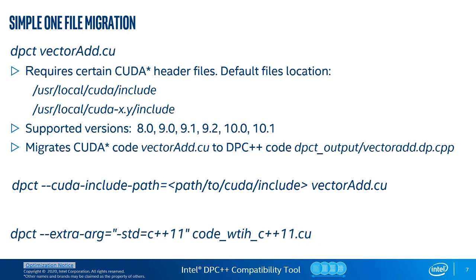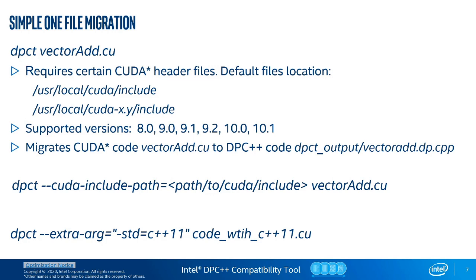Now, let's take a look at how a basic invocation of the tool usually looks. By basic, we mean a simple one-file migration where we don't need to care about additional options like makefiles and compilation databases. We will cover this later. To migrate applications, the tool requires certain CUDA header files, which are not provided with the tool. You can make them available by pointing to them with the CUDA include path option in the command line. If this option is not specified, then the compatibility tool looks for the CUDA header files in some default paths.